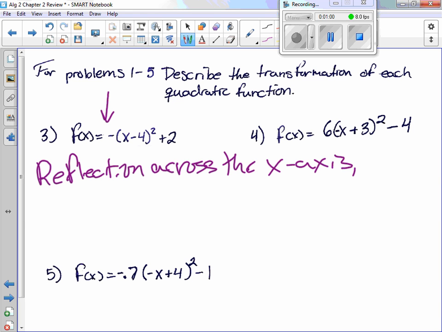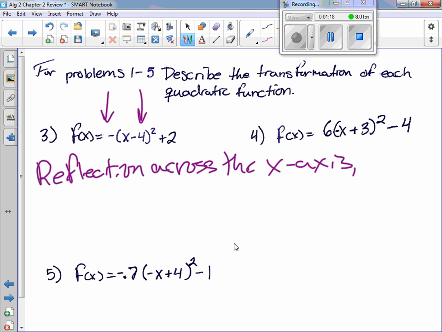If the number is greater than 1, it's a stretch. If it's between 0 and 1, it's a fraction, it's a shrink. It doesn't matter if it's positive or negative. The negative only tells me if it's a reflection across the x-axis. If it's a negative, it's a reflection across the x-axis.